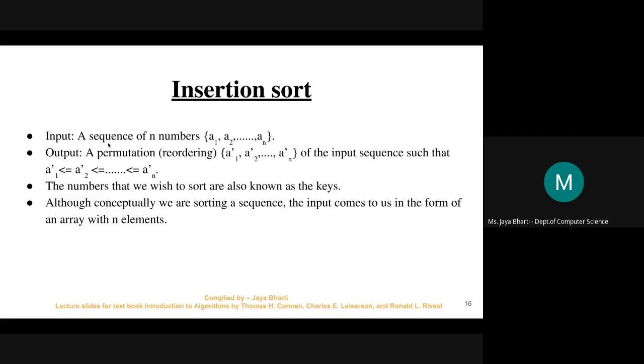So you will have a sequence of numbers, and the numbers that we wish to sort are also known as the keys. So A1, A2, A3 until AN are the keys. Although conceptually we are sorting a sequence, the input comes to us in the form of an array with n elements. Okay, so whatever input you have, it will come in the form of an array of elements.